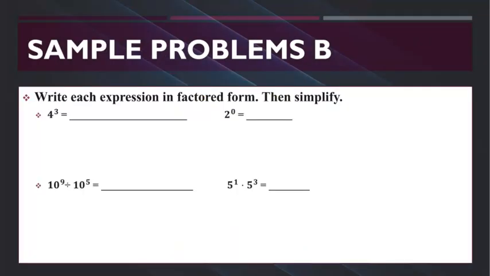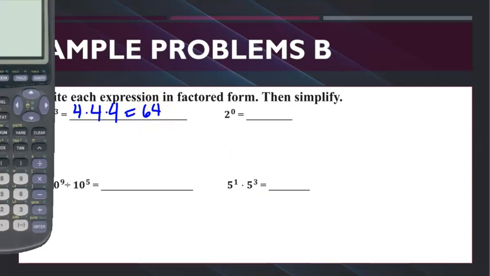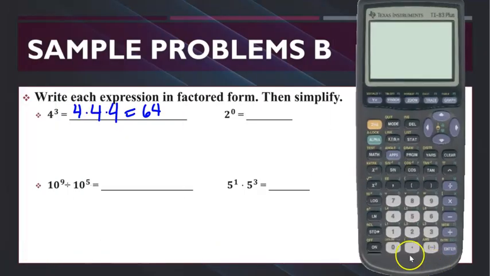Here we're going to write each expression in factored form and then simplify it. So here, 4 to the 3rd power just means 4 times 4 times 4, which is the same thing as saying 64. You could use your calculator if you need to. If I grab my calculator here and do 4 raised to the 3rd power, there you can see it's 64. This next one, we have 2 to the 0 power. Anything to the 0 power is 1.